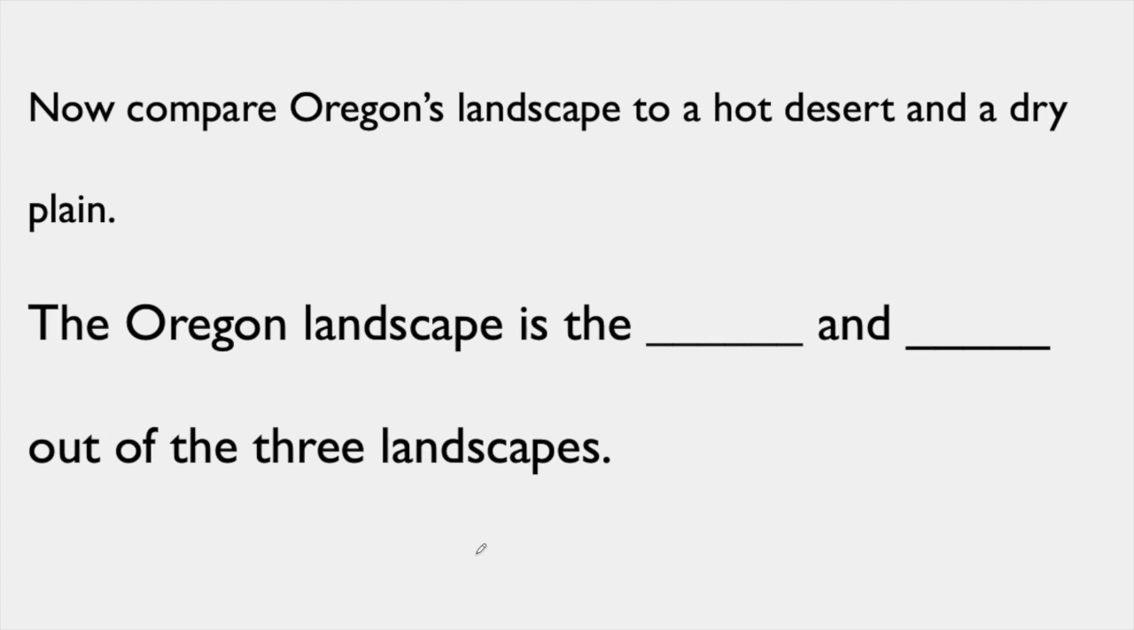Now let's compare Oregon's landscape to a hot desert and a dry plain. Now we have three different nouns that we're comparing. We're comparing Oregon, the hot desert, and the plain. So the Oregon landscape is the blank and blank out of the three landscapes.